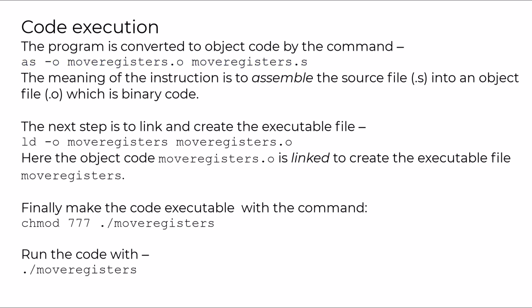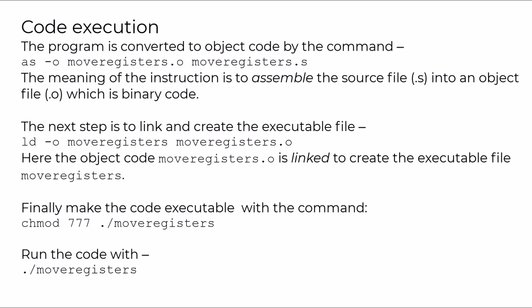The next step is to link and create the executable file. So we do ld for the link editor. The output is going to be a file called moveregisters, and we're going to link in the object file moveregisters.o. And you could have multiple object files if you wanted to generate a single executable file.